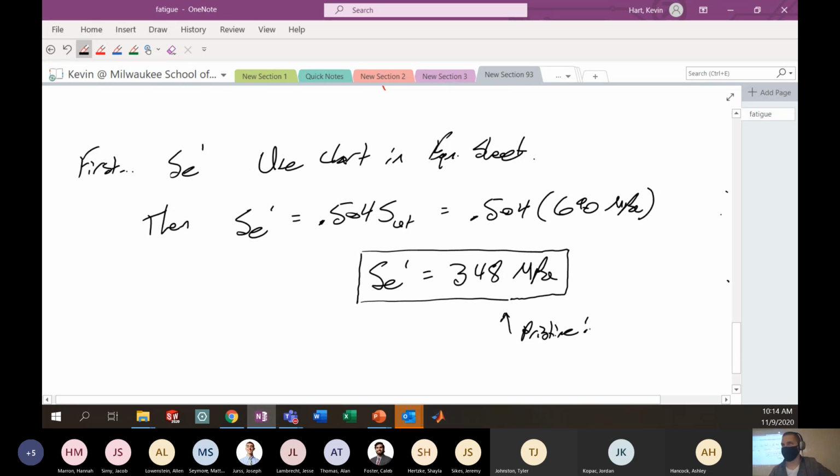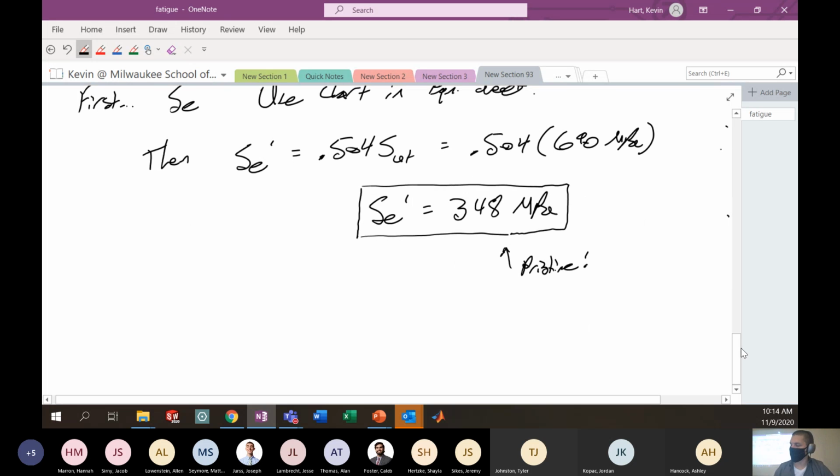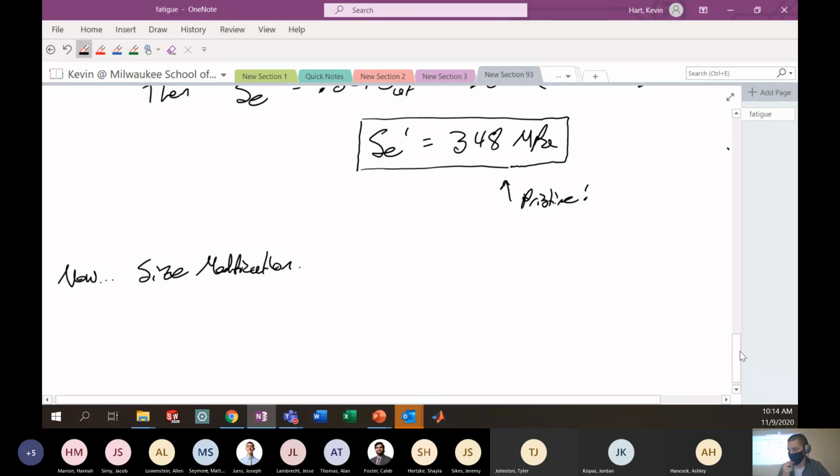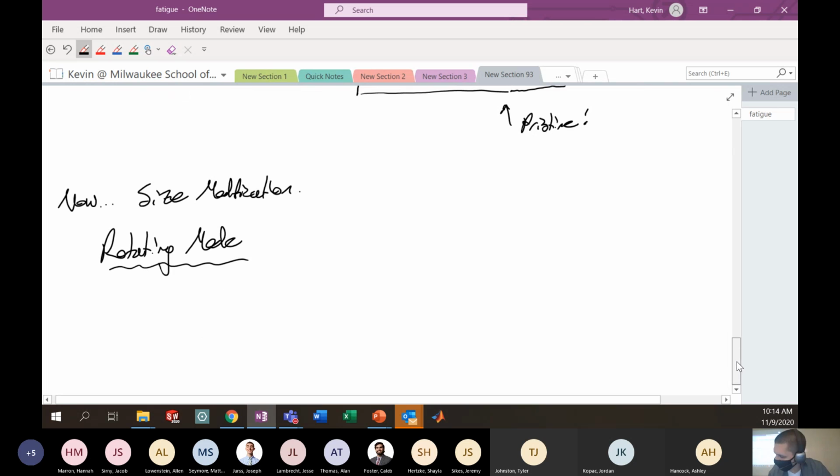This comes from the RR Moore test. If I did the RR Moore test on this particular piece, I would expect an endurance limit of 348 MPa. So now I need to modify for size. And we're asked about 2 different conditions: the rotating mode and the non-rotating mode. So let's first start with the rotating mode.